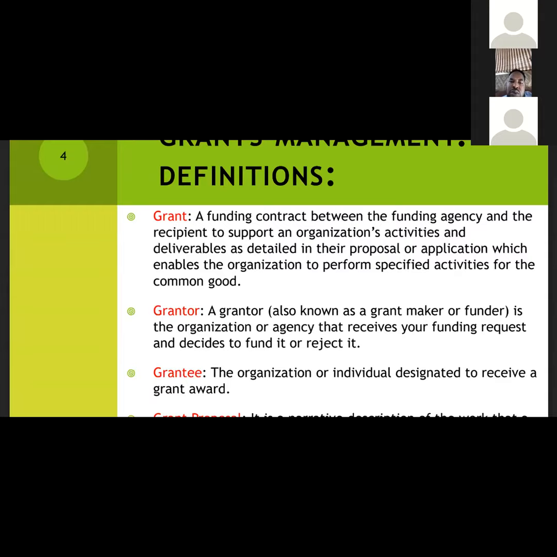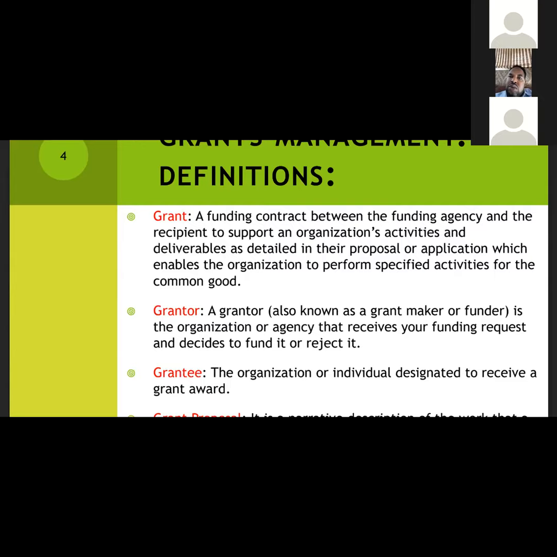And so when you talk about a grant, please understand it's a funding contract between the funding agency, that is the donor, and the recipient, which could be an organization or an individual, to support the organizational or project activities and deliverables as detailed in your proposal or application. This would enable you, the individual or the organization or the project, to perform some specified activities for the common good.